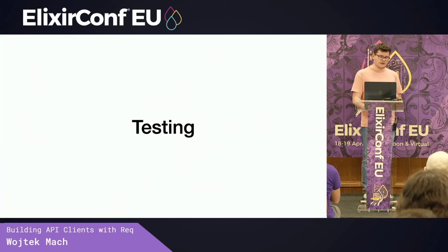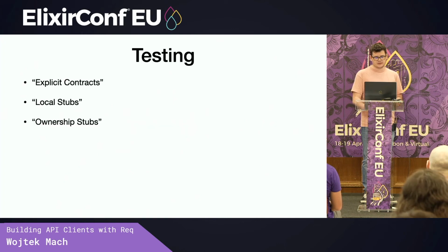So for me, when building an API client, that's the important part. The other part is testing it, making sure it works. And so I'm going to quickly go through three types of, really two types of testing that we do: explicit contracts, local stubs, and ownership stubs.